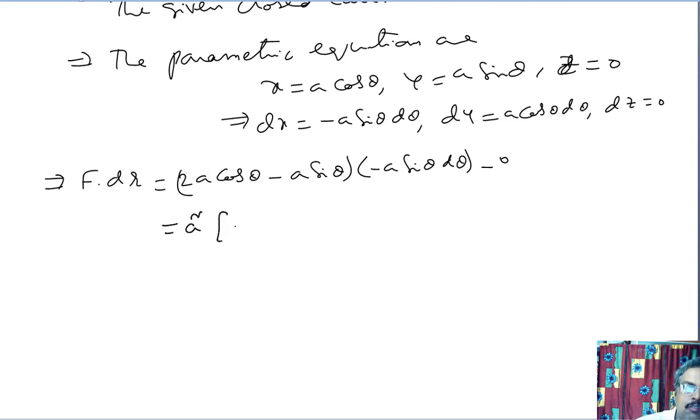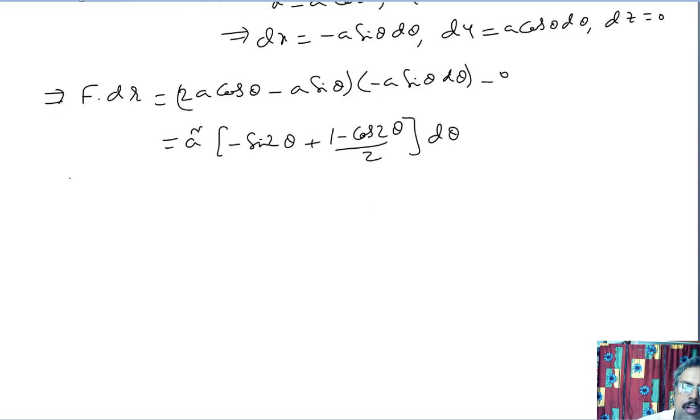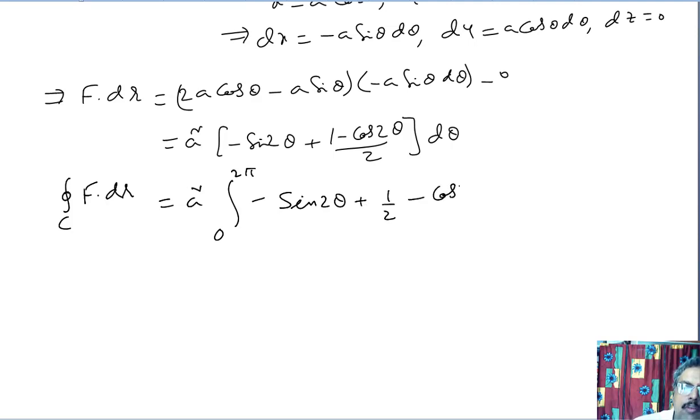A square is the common term. 2 sin theta cos theta with negative sign gives sin 2 theta. Minus or minus plus, sin square theta is (1 minus cos 2 theta) by 2, into d theta. Integration: the integral of f dot dr over the closed curve C equals a square into the integral from 0 to 2 pi of sin 2 theta plus 1 by 2 minus cos 2 theta by 2.